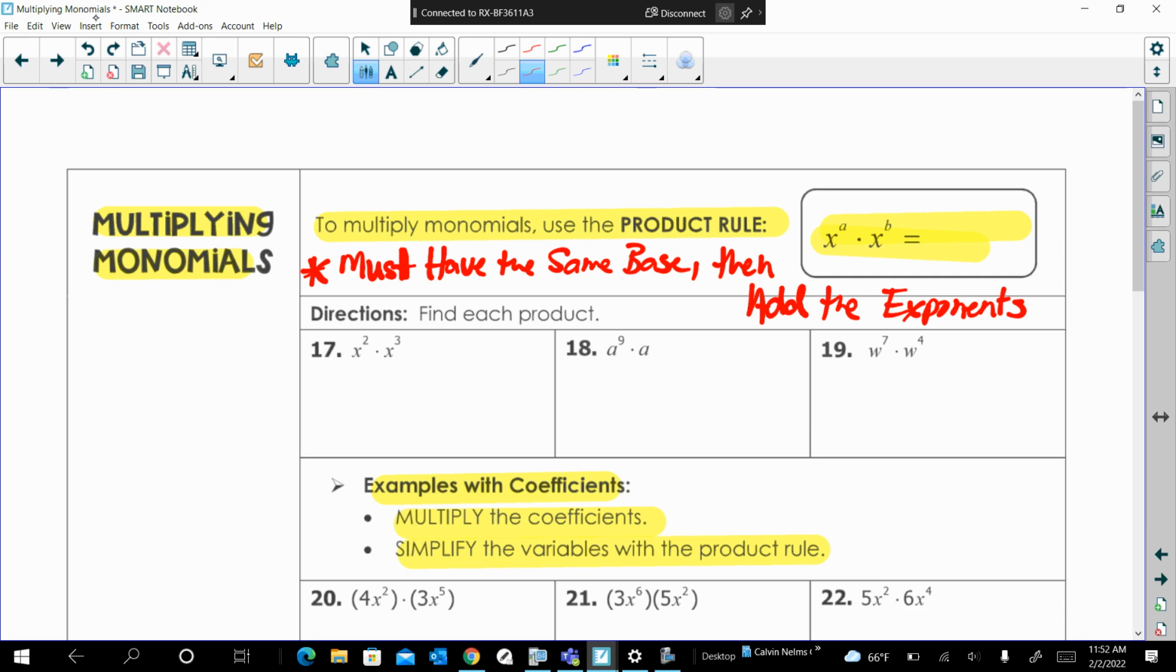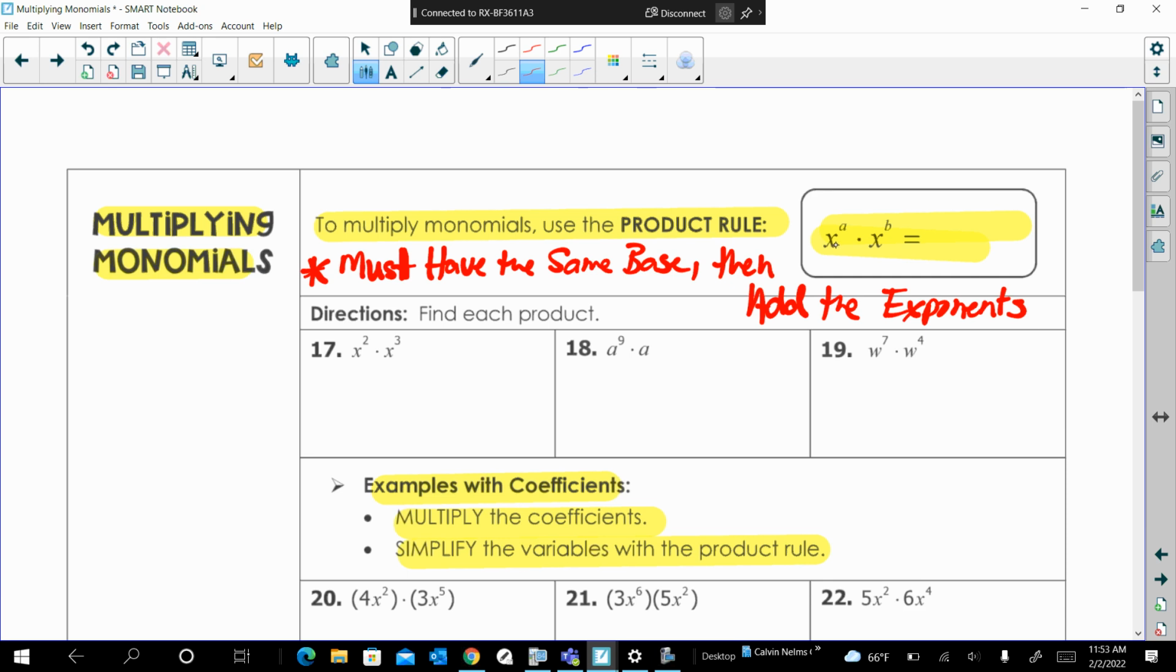When you're multiplying monomials, there's some parts you have to recognize, okay? You're going to have to use the product rule, which says, and I wrote that, and you need to add that to your notes, they must have the same base. Base is the letter. If they have the same base, then you add the exponent. So in this example here, we have x to the a power times x to the b power.